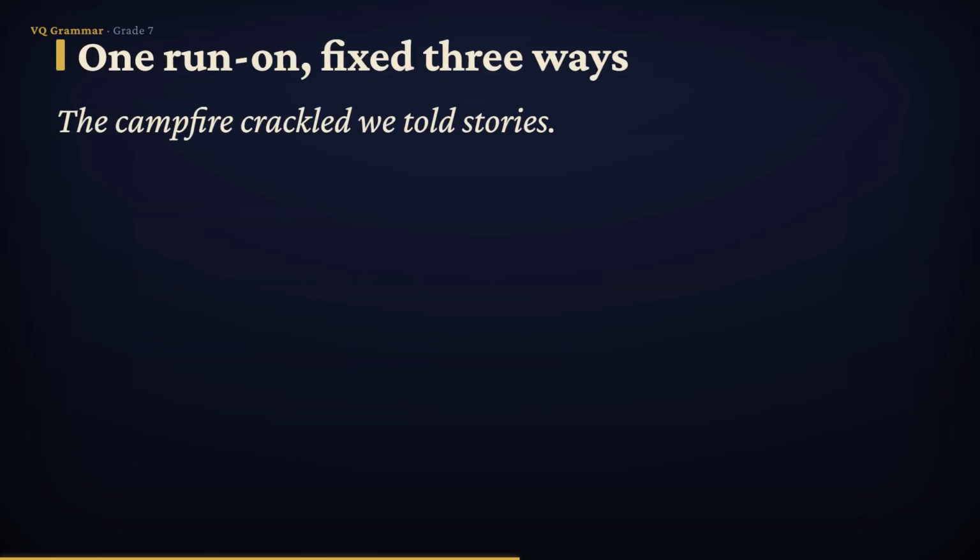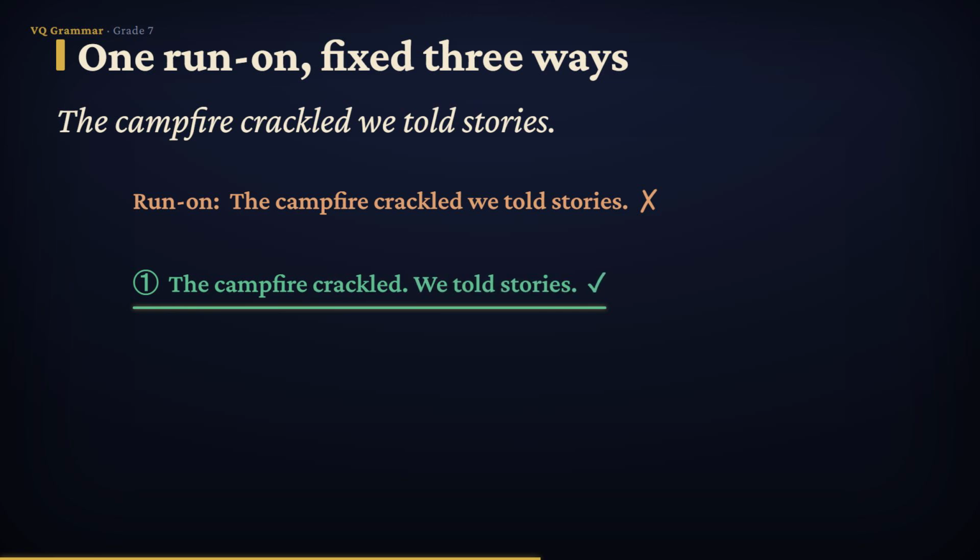Here's our run-on. The campfire crackled. We told stories. Two clauses, nothing between them. Now let's fix it three ways. Fix 1. Split it. The campfire crackled. We told stories. Two clean sentences.